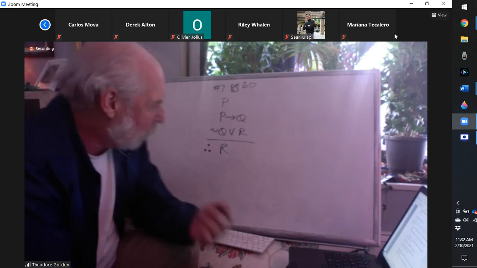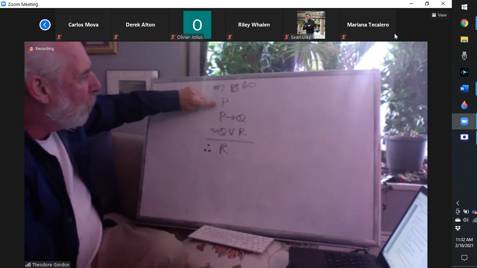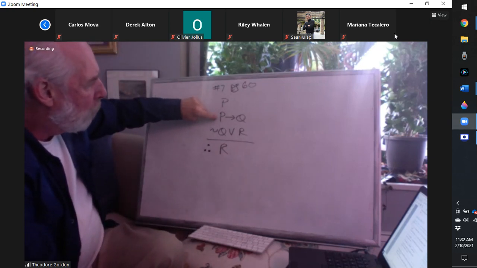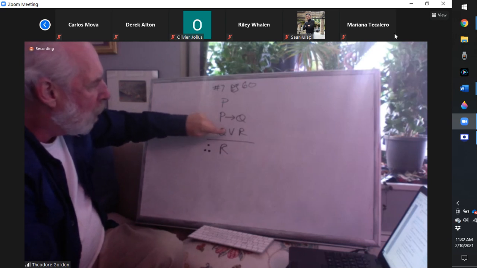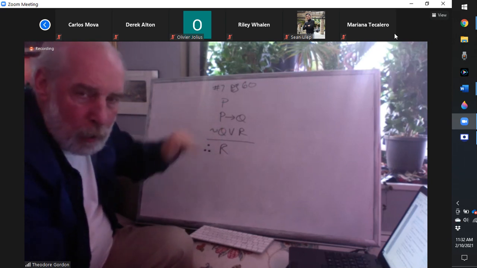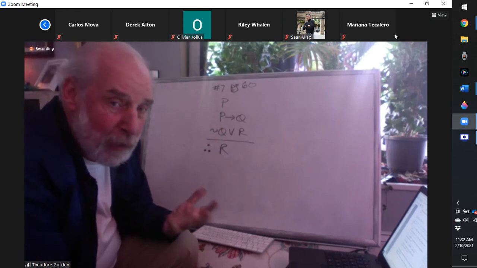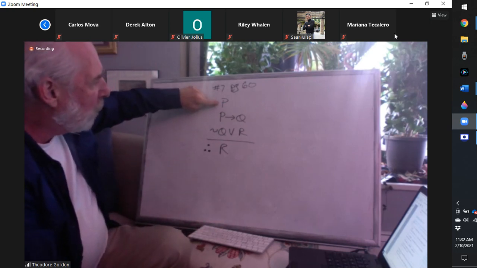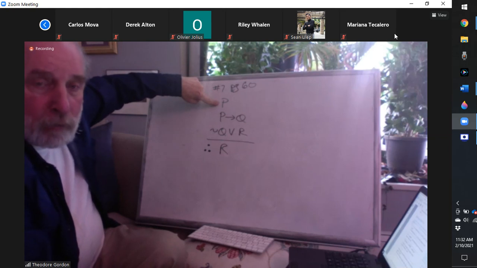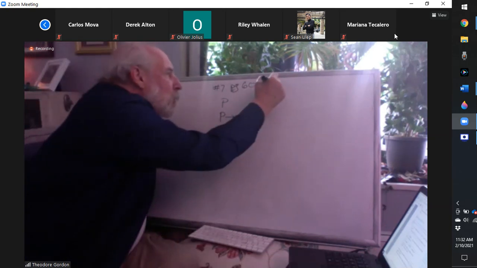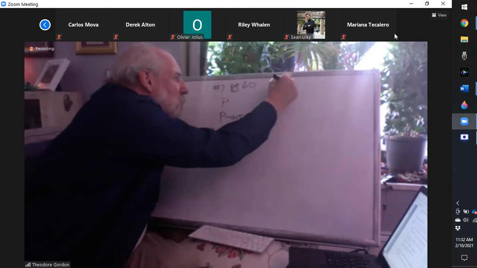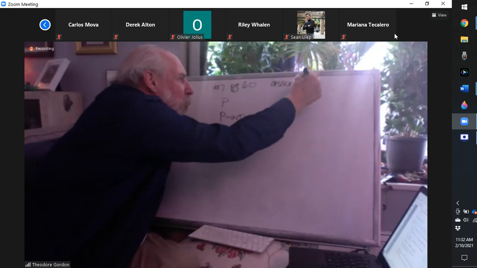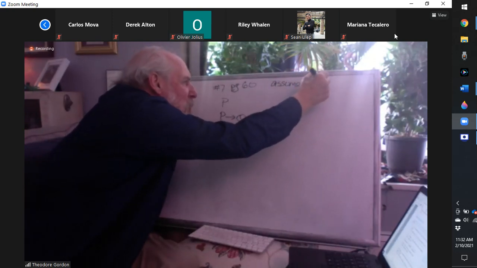So we have three premises: P, if P then Q, not Q or R, therefore R. So is this valid or not? So here's how these work. When you see this letter just sitting right here, since this is a premise, you assume premises are true.